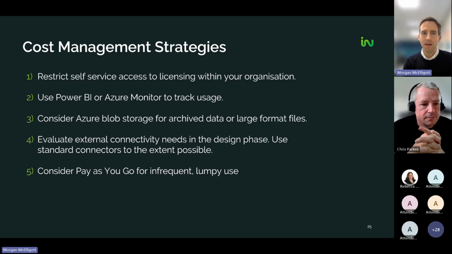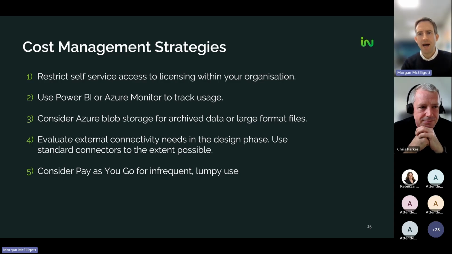Number 2, a separate but related point, is to track your licensing month on month, both in terms of cost and usage. You can regularly audit your assigned licenses so that you ensure you're not paying for extra licenses that you aren't aware of, but also you can look at underutilized licenses and ask, do you really need that?